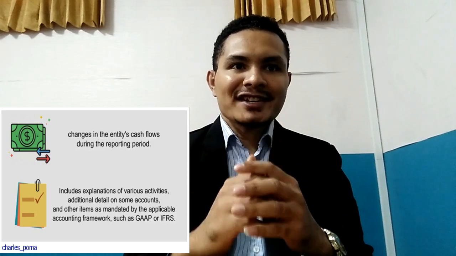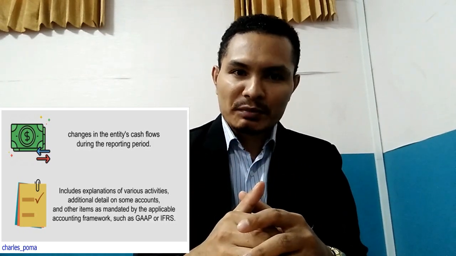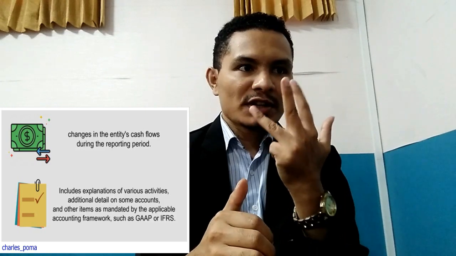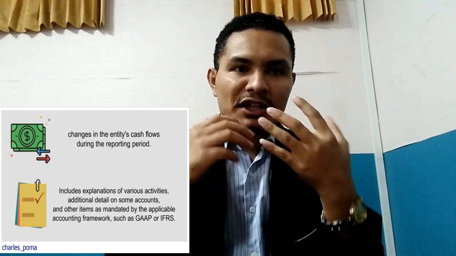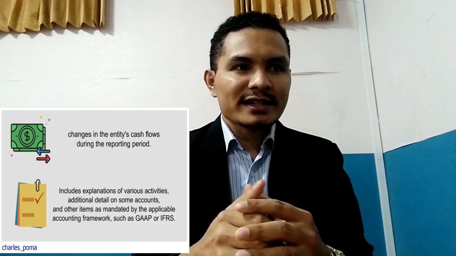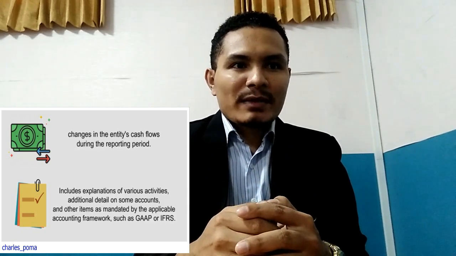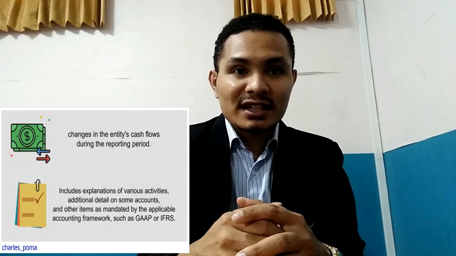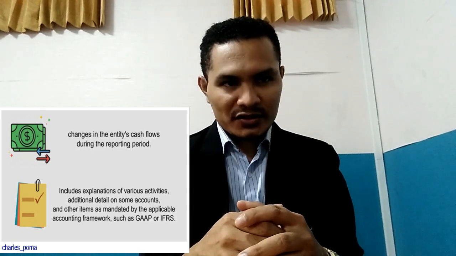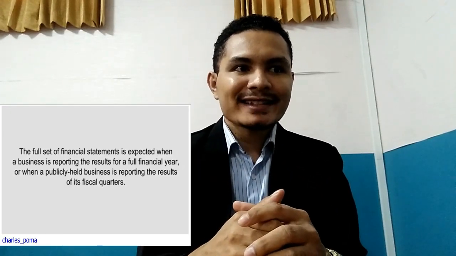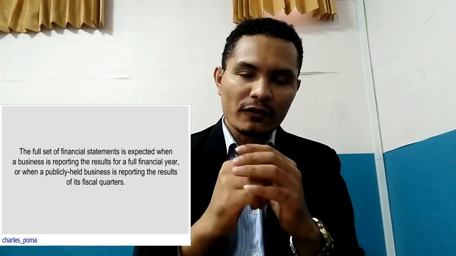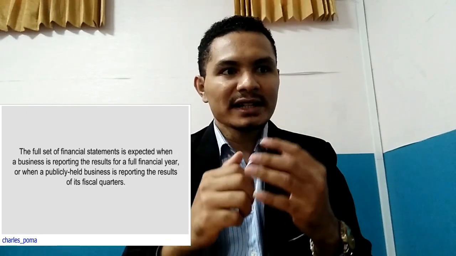Third, cash flow statement. A cash flow statement shows changes in the entity's cash flows during the reporting period. Fourth, supplementary notes. Supplementary notes include explanations of various activities, additional detail on some accounts, and other items as mandated by the applicable accounting framework, such as GAAP or IFRS. The full set of financial statements is expected when a business is reporting results for a full financial year or when a publicly held business is reporting the results of its fiscal quarters.